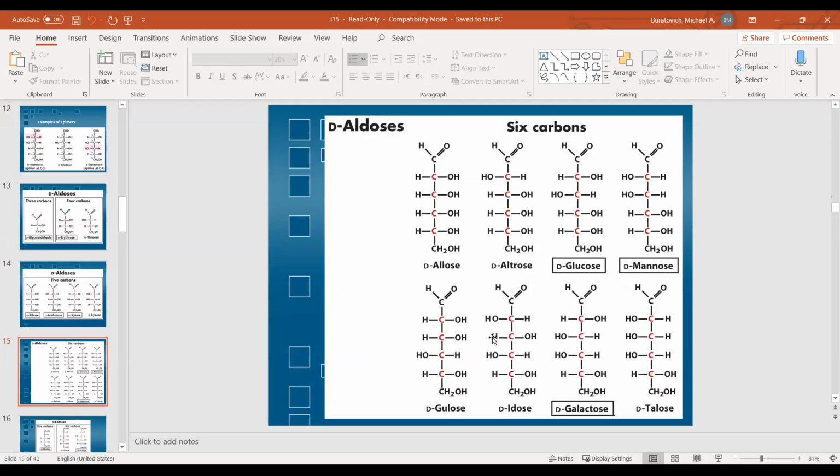Now come the aldohexoses. So the granddaddy of this group, of course, is glucose. So you need to know glucose, mannose, and galactose. The others are not very common at all.